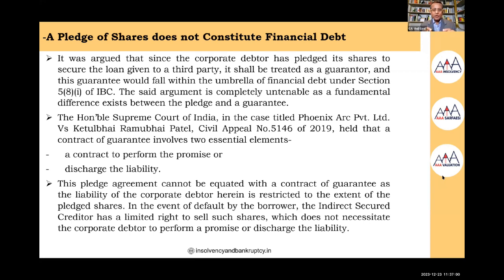One, a contract to perform the promise, or two, discharge the liability. So these two elements are missing in this transaction. There is no contract between the lender and the corporate debtor to perform a promise. The asset has been given, you can recover from that asset. There is no further contract. And there is no liability of the corporate debtor to discharge that loan.